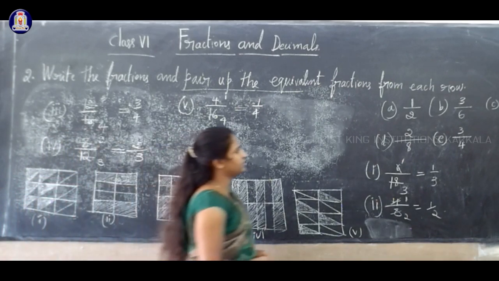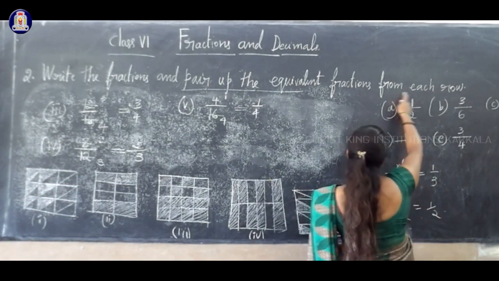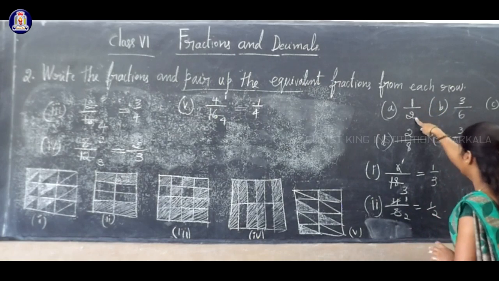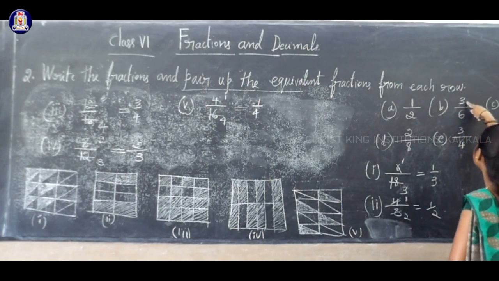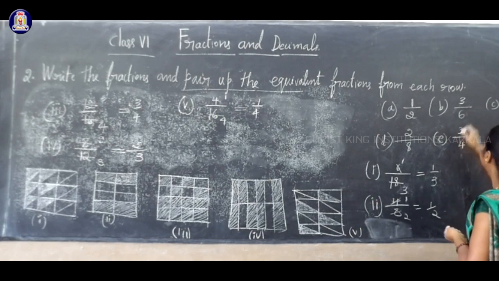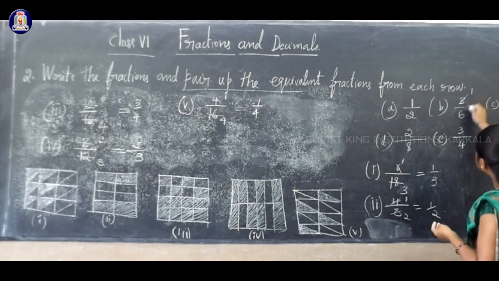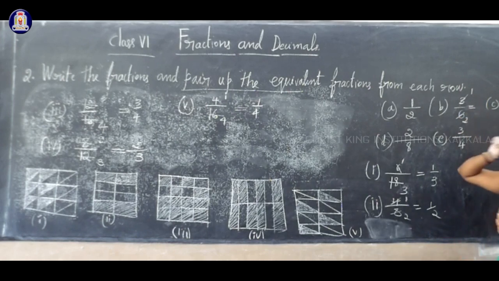In the first row, the fractions are 1 by 2. This we cannot simplify. The second figure is 3 by 6. If you simplify, 3 ones are 3, 3 twos are 6. You can simplify this. So the answer you will get is 1 by 2. The second figure also, the fraction is 1 by 2. Simplifying 3 by 6, answer 1 by 2.